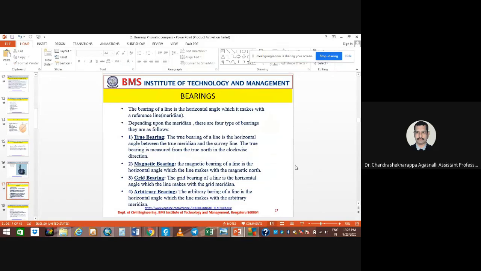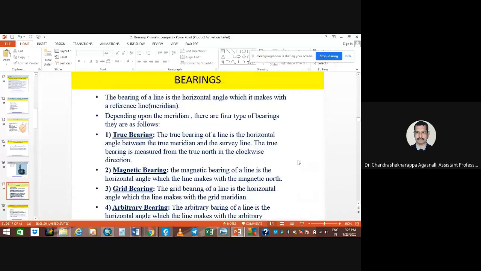So here it is called bearings. Bearing of a line is the horizontal angle which the line makes with the reference line. Depending upon the meridians, there are four types of bearings. One is the true bearing. I will show you at the end of the slide a surveyed map, and how we take the length as well as the bearings. Between the meridians and the survey lines, the true bearing is measured from true north in a clockwise direction.